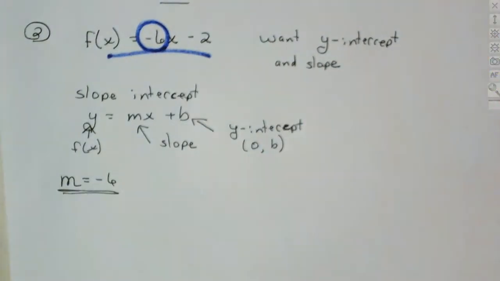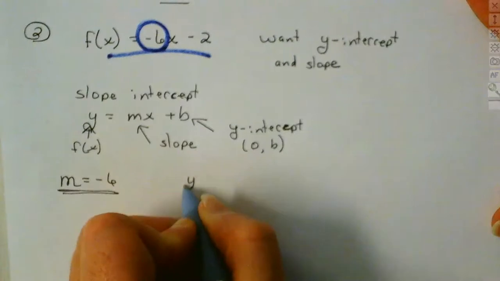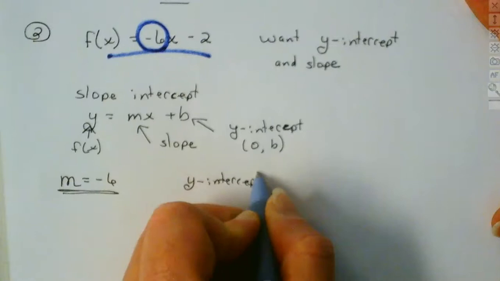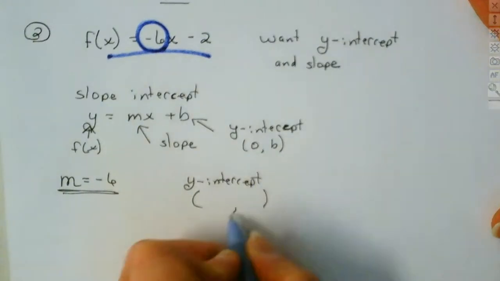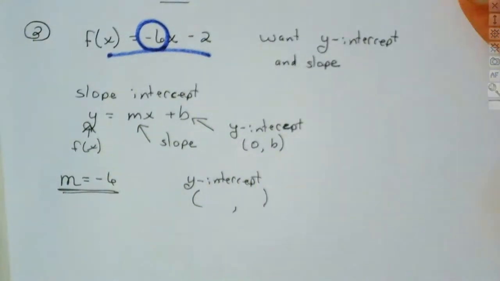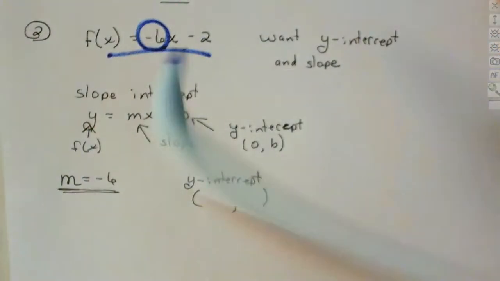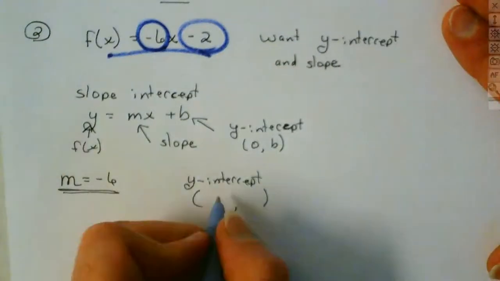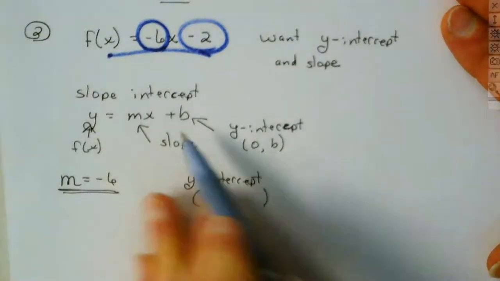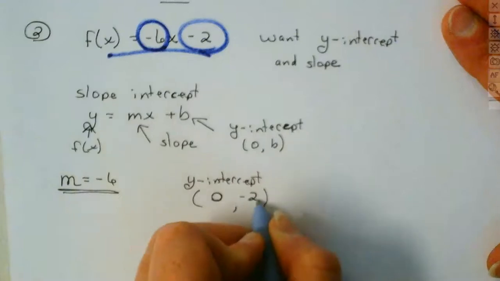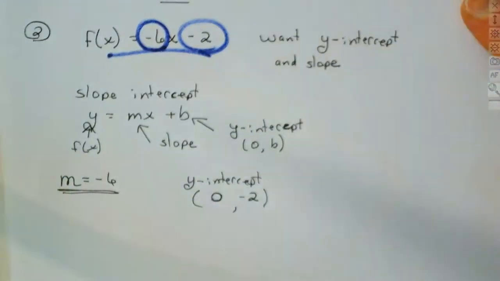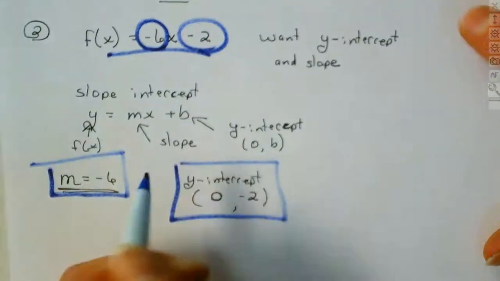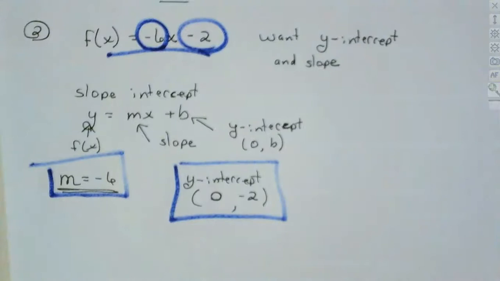What about the y-intercept? And the y-intercept is not just -2. That's sometimes where students make a mistake. The y-intercept has to be written as an ordered pair. And as an ordered pair, that's going to be 0, what? Yep, -2. And that's it. That's all I wanted there was your slope, which is the number in front of the x, and the y-intercept written as an ordered pair.